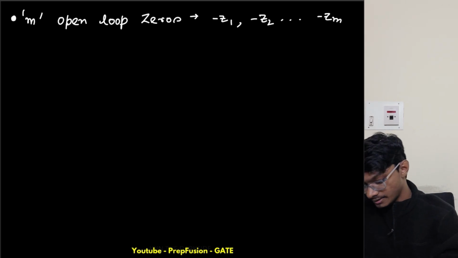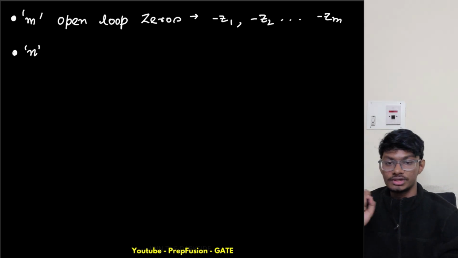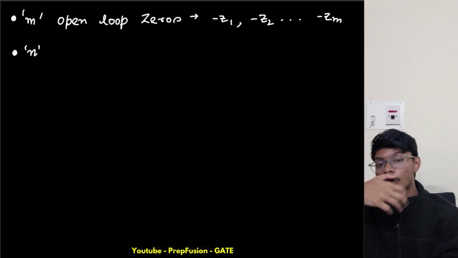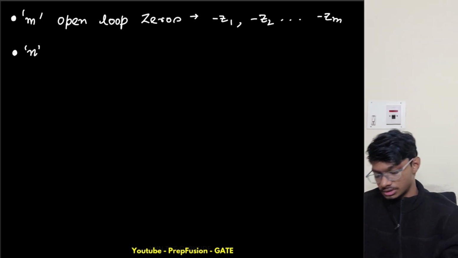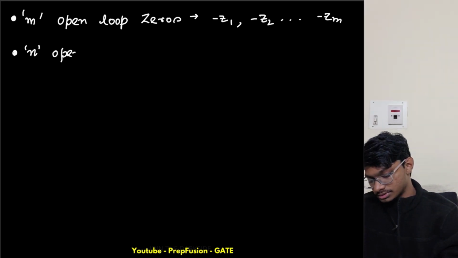Now what is my n? I have n open loop poles, right? Now these are not just poles for CLTF, these are open loop poles. So I have n open loop poles.